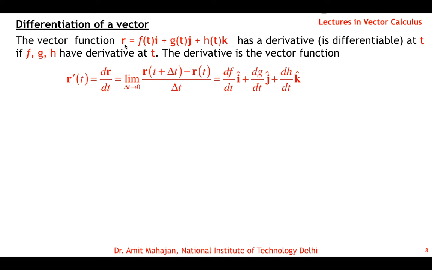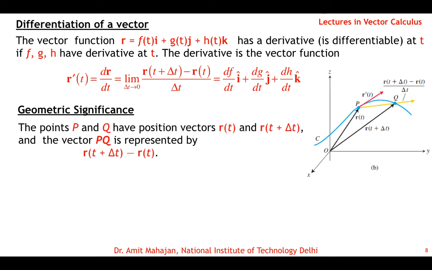The curve that will be traced out by this function will be said to be smooth if this derivative is continuous and never zero. Okay, so if it is never zero, that means these derivatives df by dt, dg by dt, and dh by dt cannot be simultaneously zero. So if f, g, h have first derivatives which are continuous but not simultaneously zero, then we say that this curve is a smooth curve.